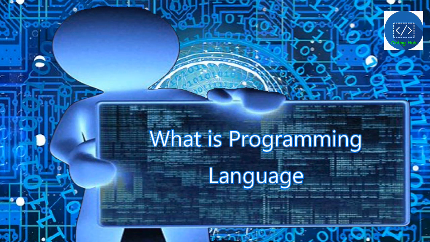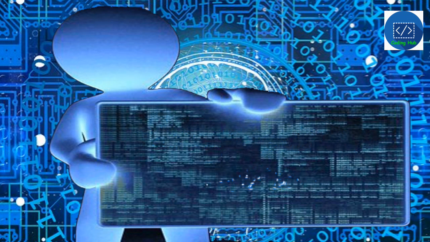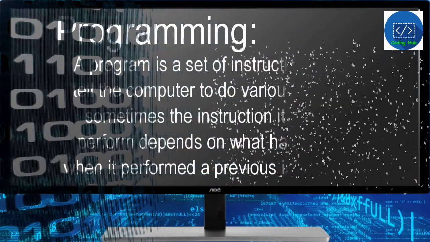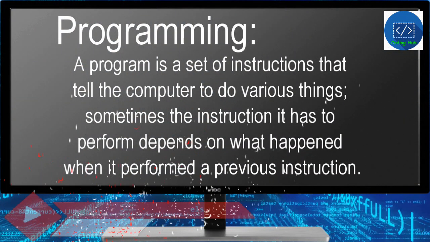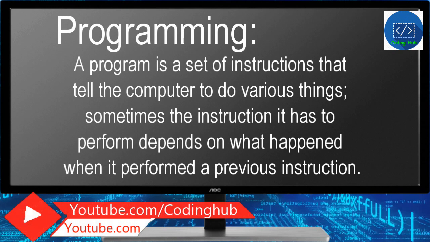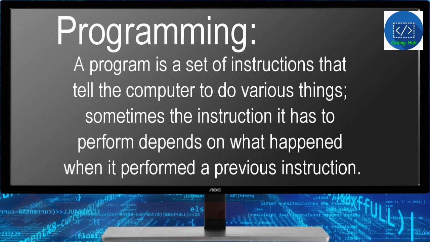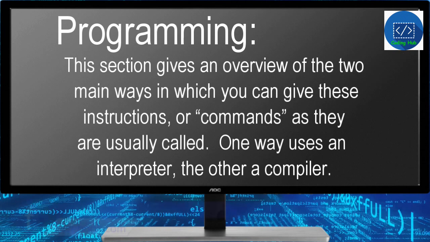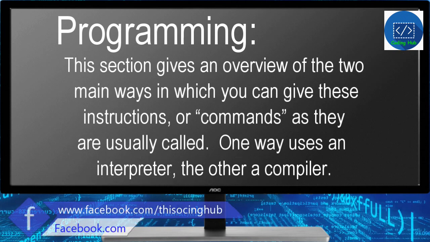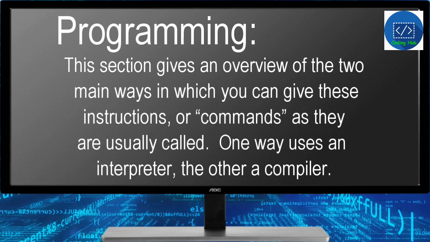What is a programming language? Programming. A program is a set of instructions that tell the computer to do various things. Sometimes the instruction it has to perform depends on what happened when it performed a previous instruction. This section gives an overview of the two main ways in which you can give these instructions, or commands as they are usually called. One way uses an interpreter, the other a compiler.